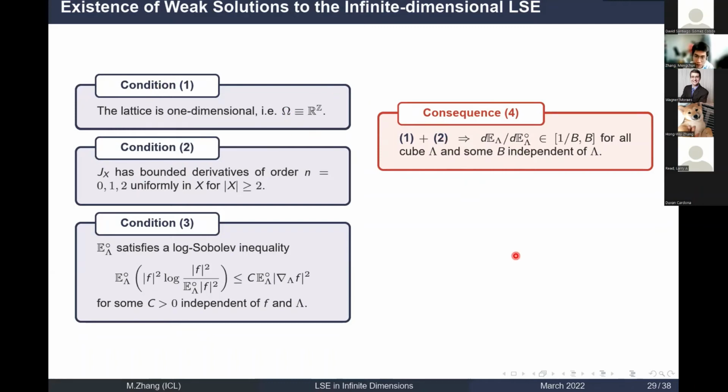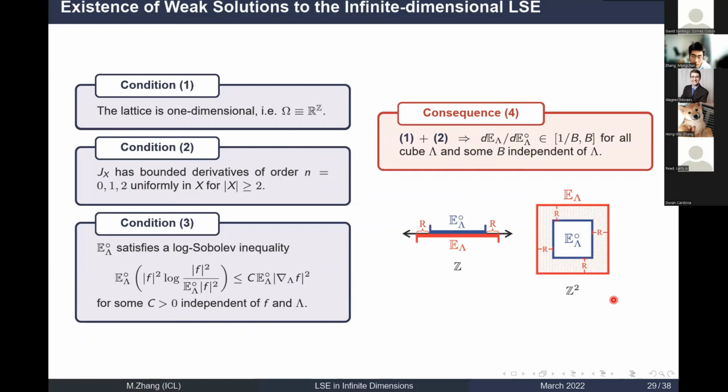The reason is, if you examine these two situations, let's first focus on the one-dimensional case. Let the blue segment be lambda, and then E lambda circle is basically localized in this blue segment, and E lambda is localized in lambda plus some range R boundary outside lambda. So these two only differ on the boundary with the range of R, and therefore you only need to concentrate on the boundary here.